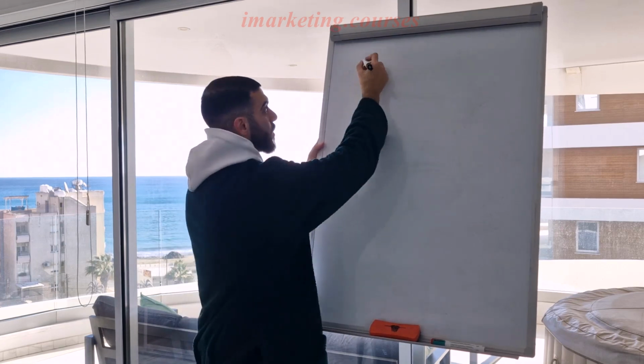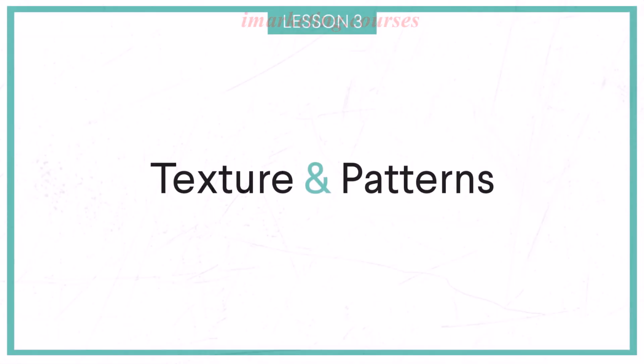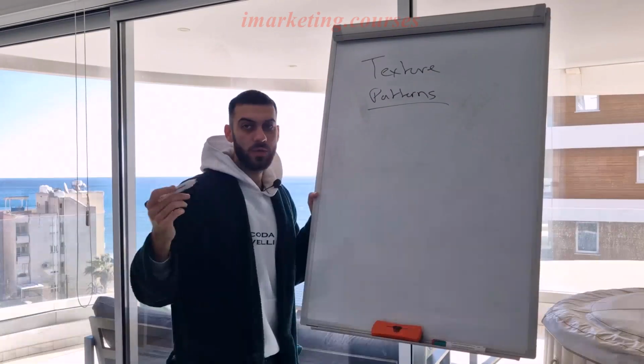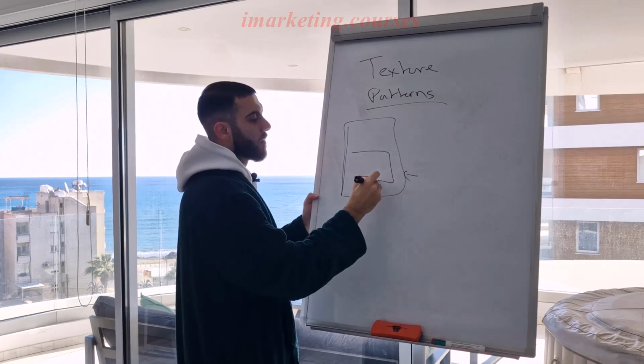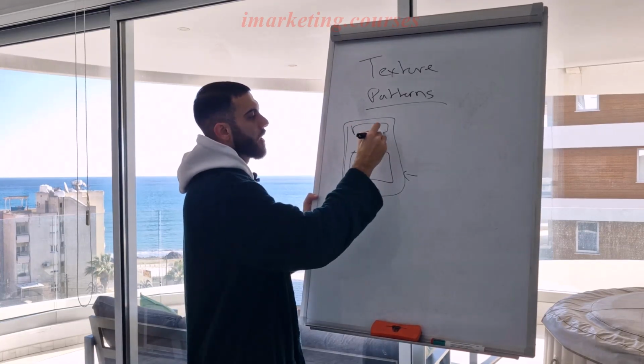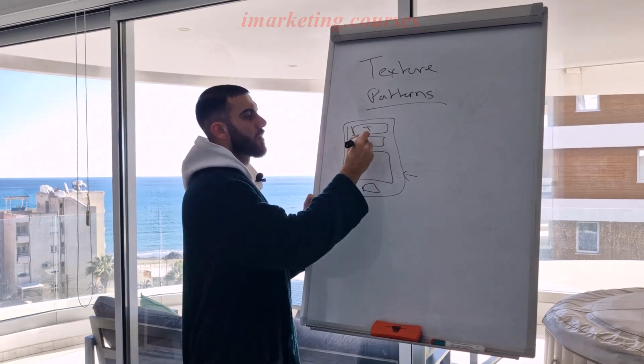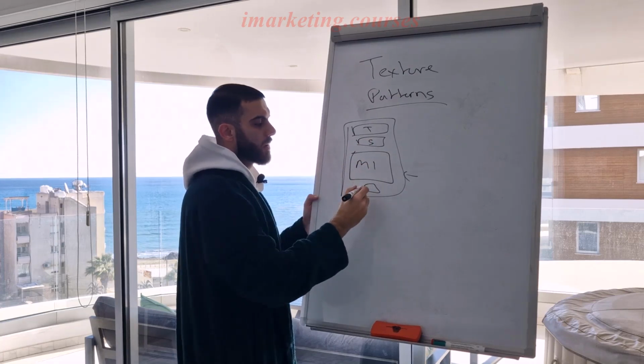The final thing I want to cover with the basic design principles is texture and patterns. What are textures and patterns? Well, when you have your book cover, you're going to have a colored background. You're probably going to have a main image, your author name, and your title and subtitle. So let's say this is your title, subtitle, main image, and author.